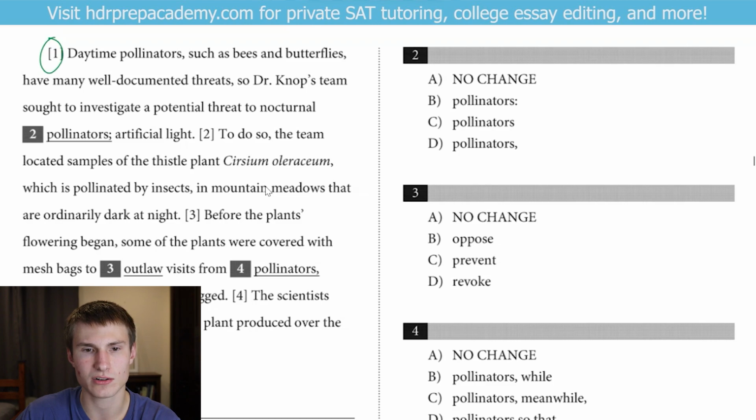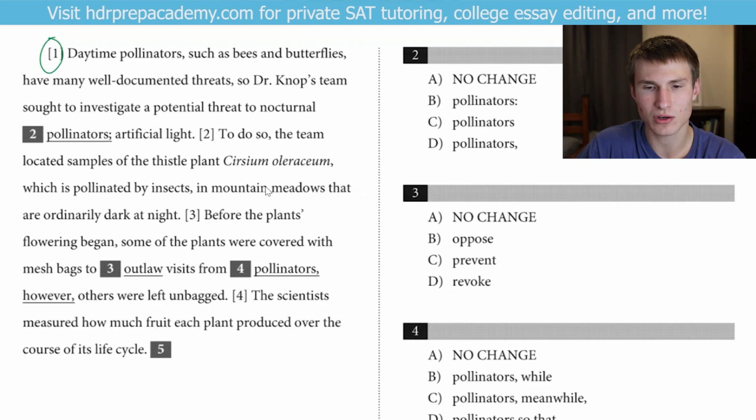So we have daytime pollinators such as bees and butterflies have many well-documented threats. So Dr. Knopp's team sought to investigate a potential threat to nocturnal pollinators, artificial light. And in this case, for number 2, we wouldn't use a semicolon there. Obviously, we're not connecting two independent clauses, so we can't use a semicolon. We do have to have some punctuation, so we obviously can't have C, and we can't just use a comma, right? We're using a colon here in order to introduce, or emphasize, the fact that it's artificial light. The potential threat to nocturnal pollinators is artificial light. We use that colon to introduce that.